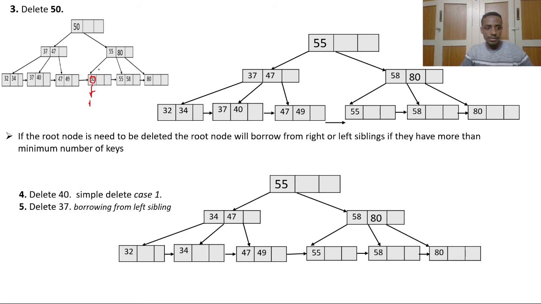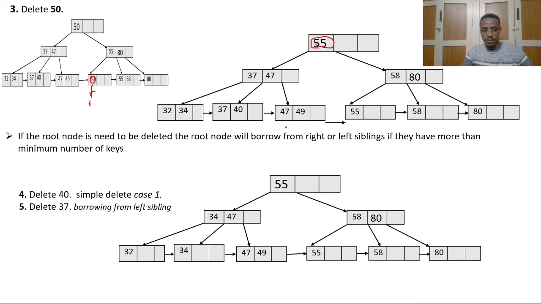Then 55 will go up here, and 50 is deleted here. So if we delete 55, this 55 will go up and fill this place. That is why 55 is taking the place of 50, and this removed value will contain 58. That is why the minimum value of the right child will take the place of the deleted value. So the 55 place will be taken by 58.